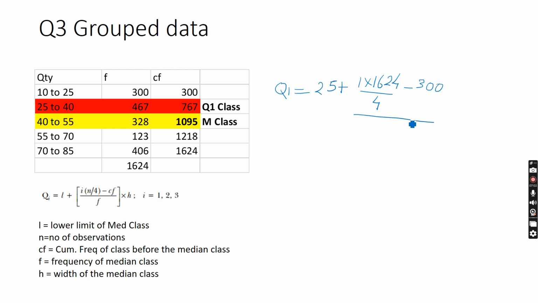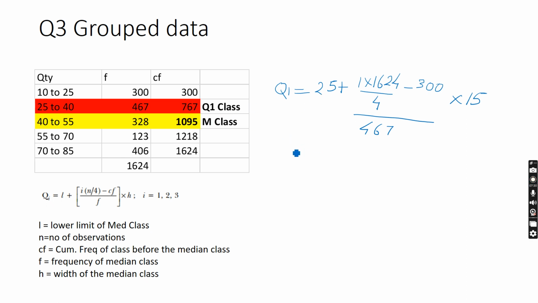Now divide this term by the frequency of the quartile class. If the class denoted in red is the quartile class, the frequency is 467, and this term I multiplied by h, which is 15. Why 15? If you see, between 25 to 40 there are 15 observations. So my h is 15.